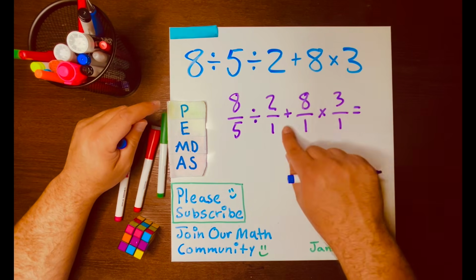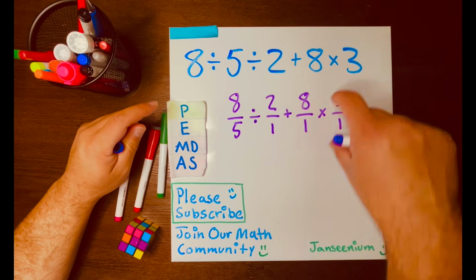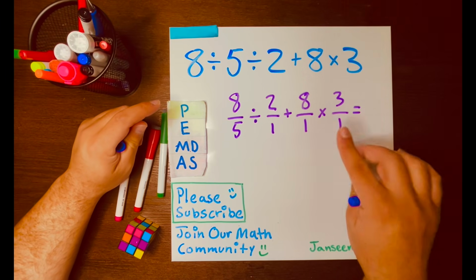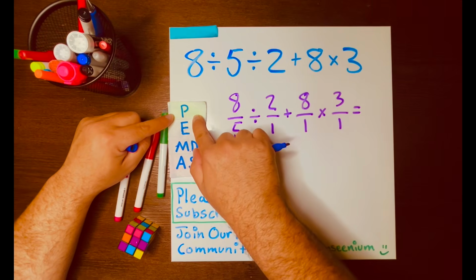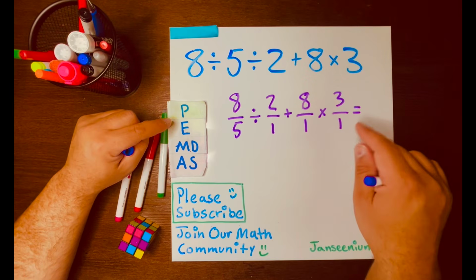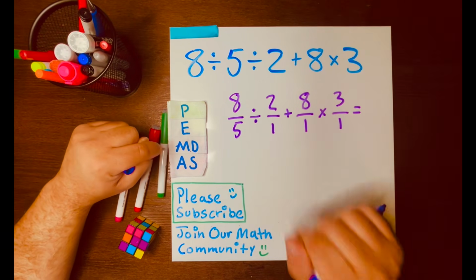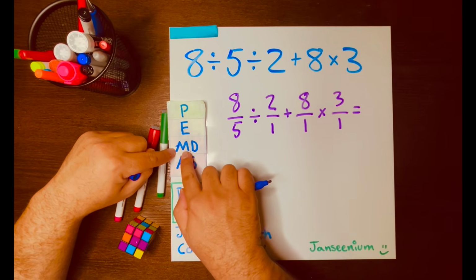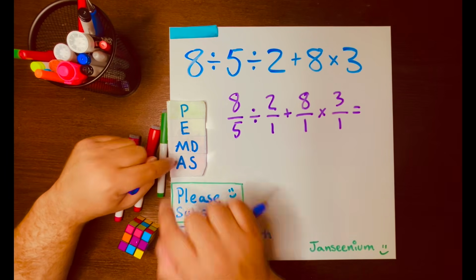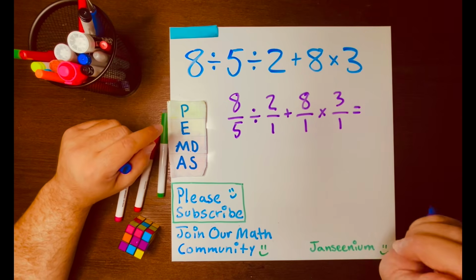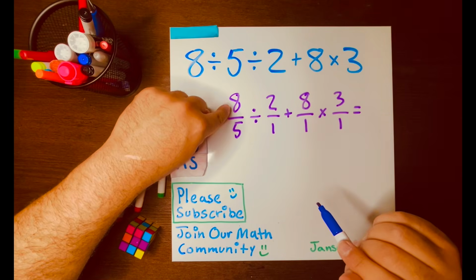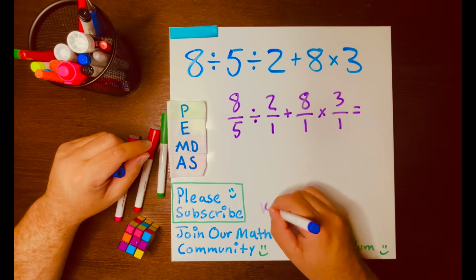And keep looking to the right because you may have a parentheses. And if you have a parentheses, which is in the highest level in PEMDAS, that goes first, or an exponent. So right now we're just looking at multiplication, division, and addition. No subtraction.